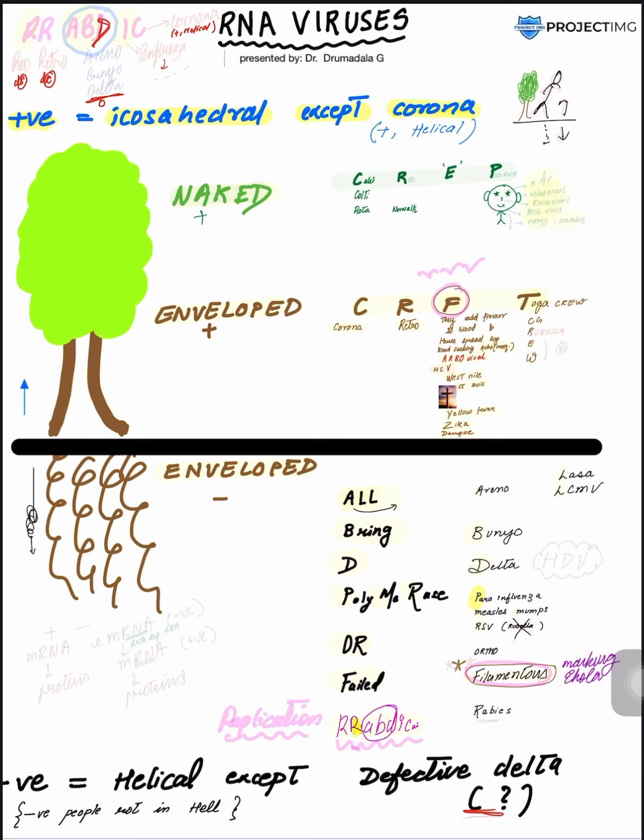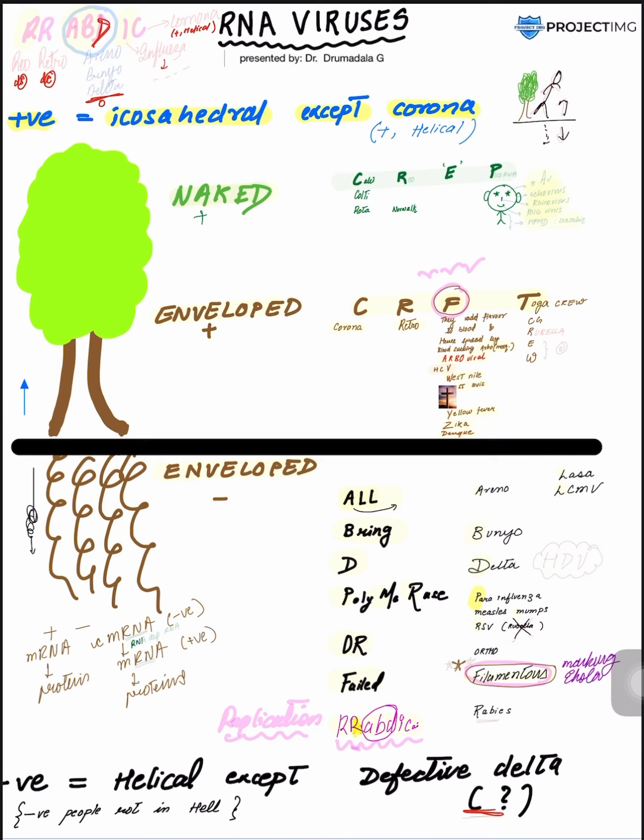And negative sense RNA. What do we mean by positive or negative sense RNA? Positive sense RNA means they directly have mRNA that can be translated into proteins. Whereas negative sense RNA contains a complementary copy of mRNA, which has to be converted into mRNA first, and only then can it be translated into proteins. This complementary copy is called the negative copy, which is converted to a positive copy and then translated.